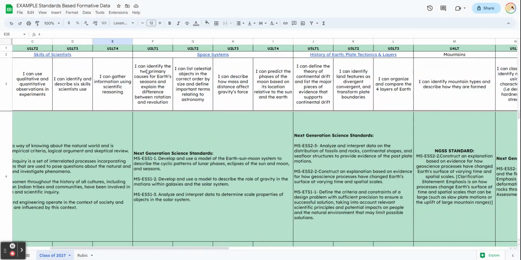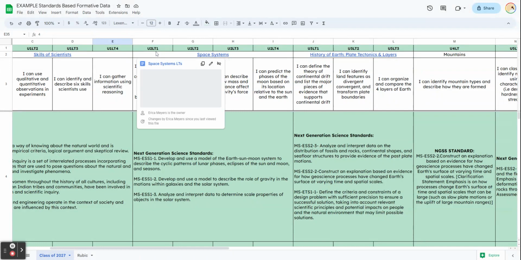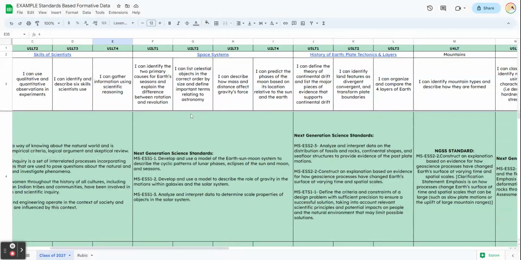But an example for you, I will use space systems. The learning targets for this unit, I had 4 main ones that I tested them on, and they stated I can identify 2 primary causes for Earth's seasons and explain the difference between rotation and revolution. This seems like a really big learning target, and it definitely is, but that's only because I took a few smaller learning targets and condensed them so that I can have fewer grades in the grade book, because every grade in my grade book is based off of a learning target.